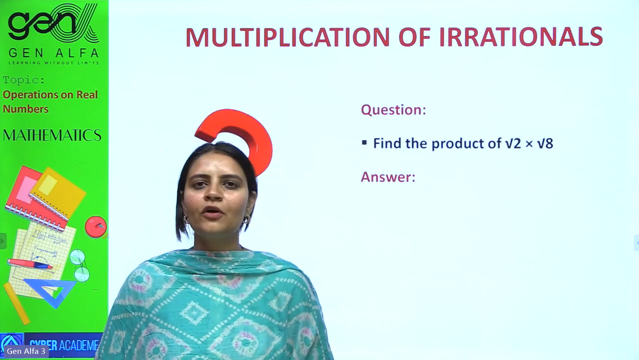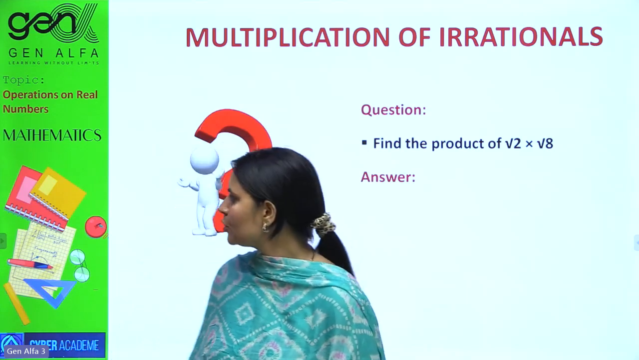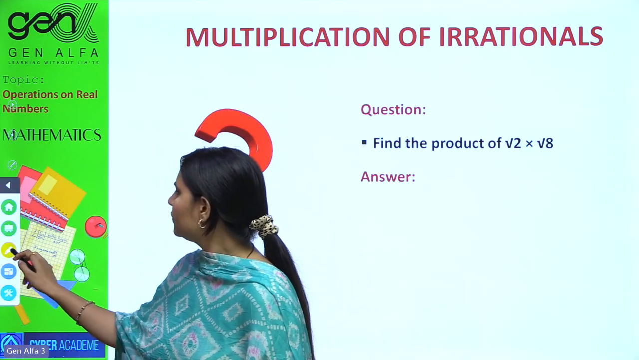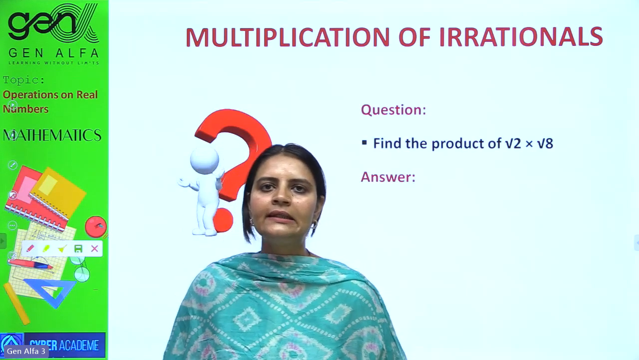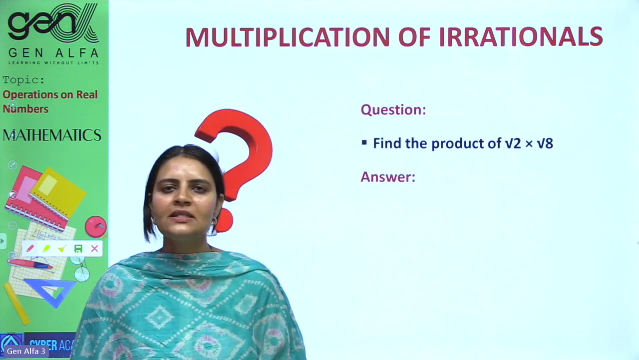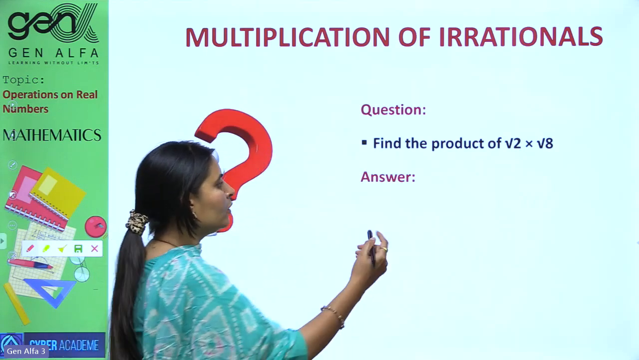Now find the product of root 2 multiplied by root 8. How are you going to multiply them? We just added root 5 twice. I just took double of the same term, root 5. But here, how are you going to multiply them? I'm making you write a property. Write a property along with me.